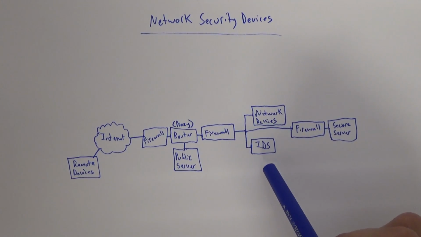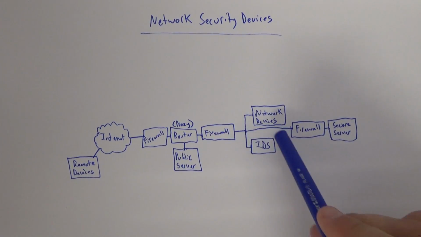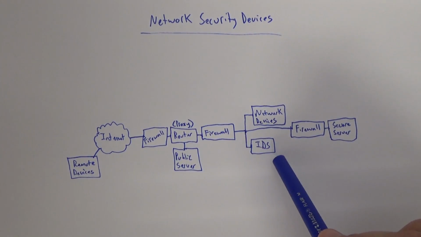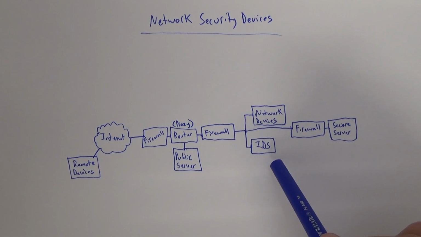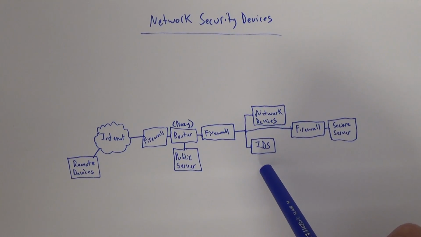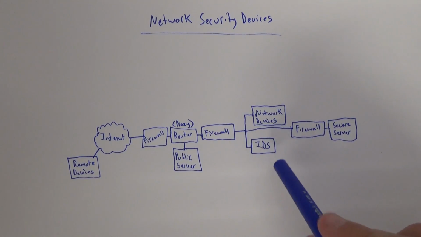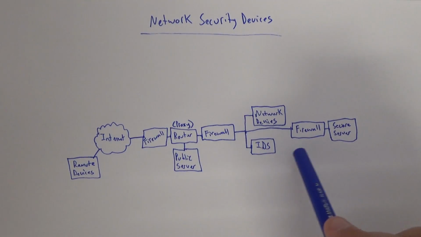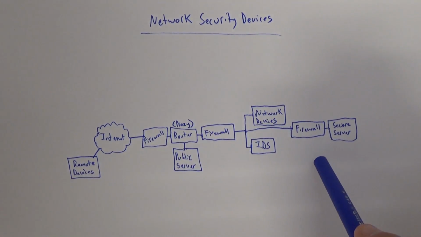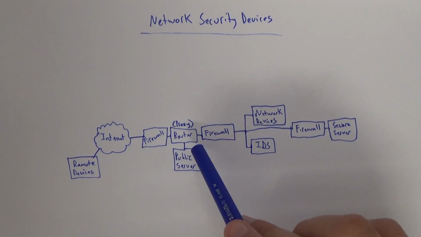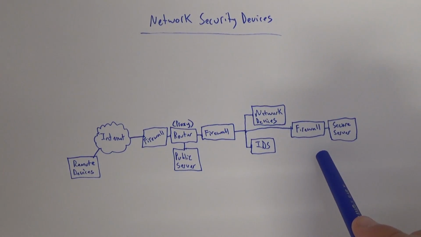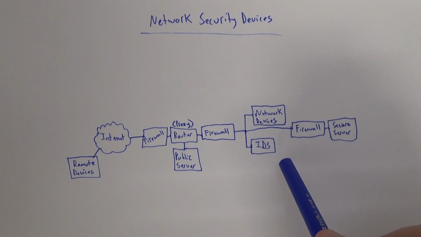Now another network device that I'd like to talk about is the intrusion detection system, this IDS here. As the name would imply, it's designed to detect intrusions into the network, whether those are malicious or they look like they could be harmful to the network. That's what the IDS is all about. Now we can put the IDS in a variety of places, or we can even use multiple IDSs to look at different parts of the network to determine if there has been an intrusion.